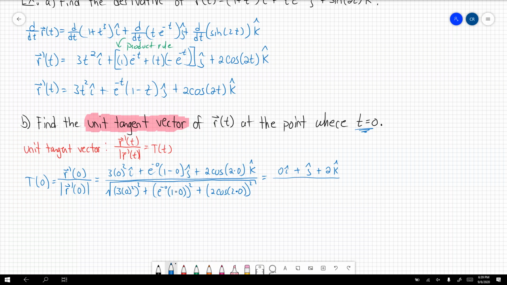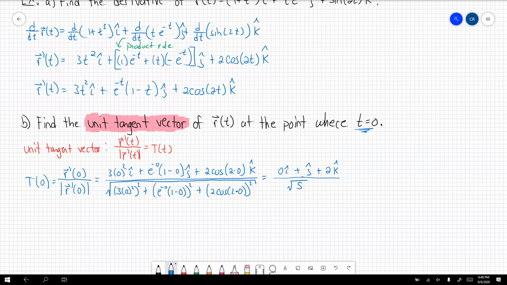The first component squared is going to be 0, so that's kind of nice. The second component squared is just going to be 1, so that's just 1 squared. And then 2 times cosine of 0, so that's going to be 2 times 1, which will be just 2. So 2 squared gets us 4. So 4 plus 1 should be 5, and we have the square root of 5.